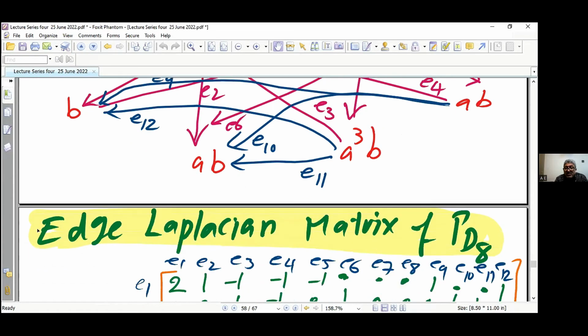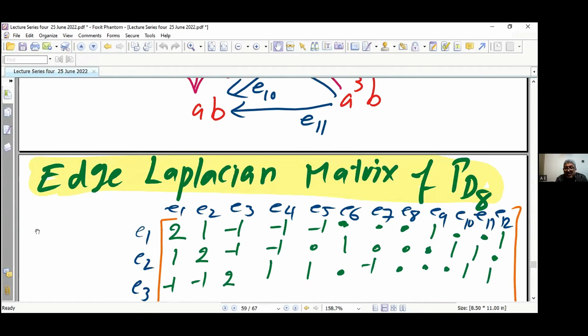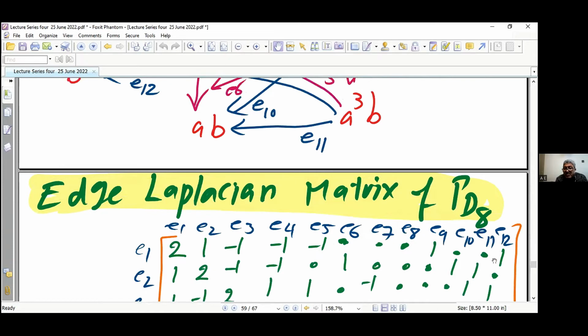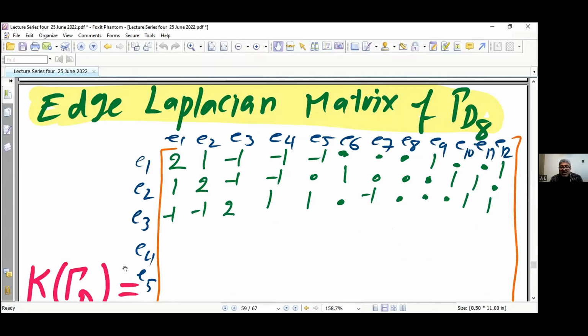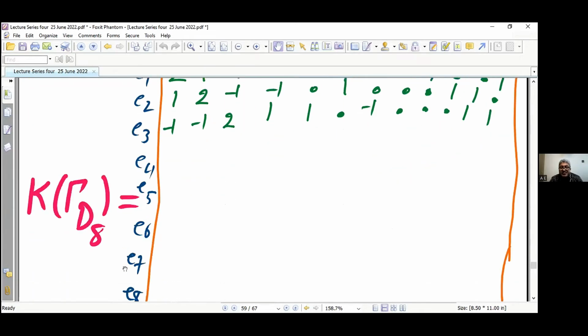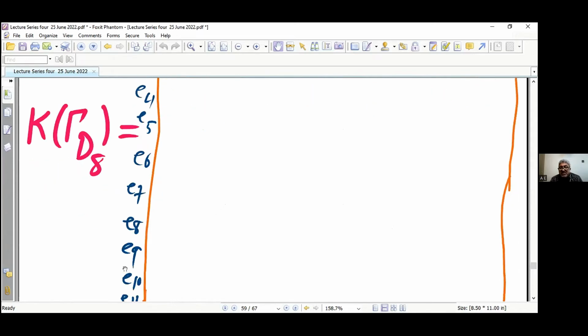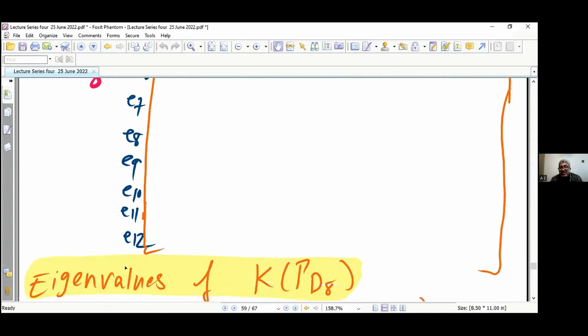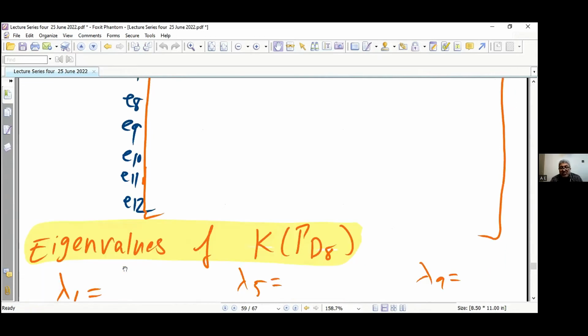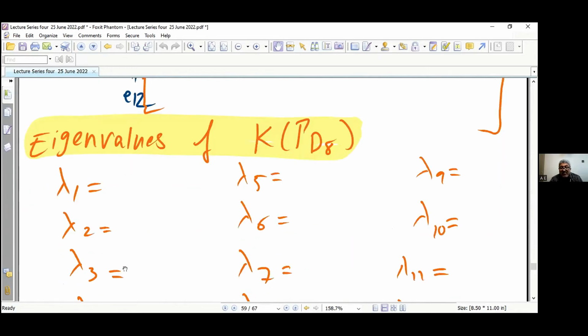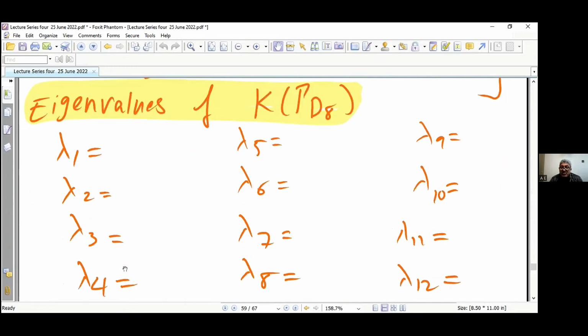So, here is the first row, which I explained about the entry. Similarly for E2, E3, you can compute the entries of the H Laplacian matrix. So it's a 12 by 12 matrix. Then you have to compute the eigenvalues. So we will have 12 eigenvalues, right?